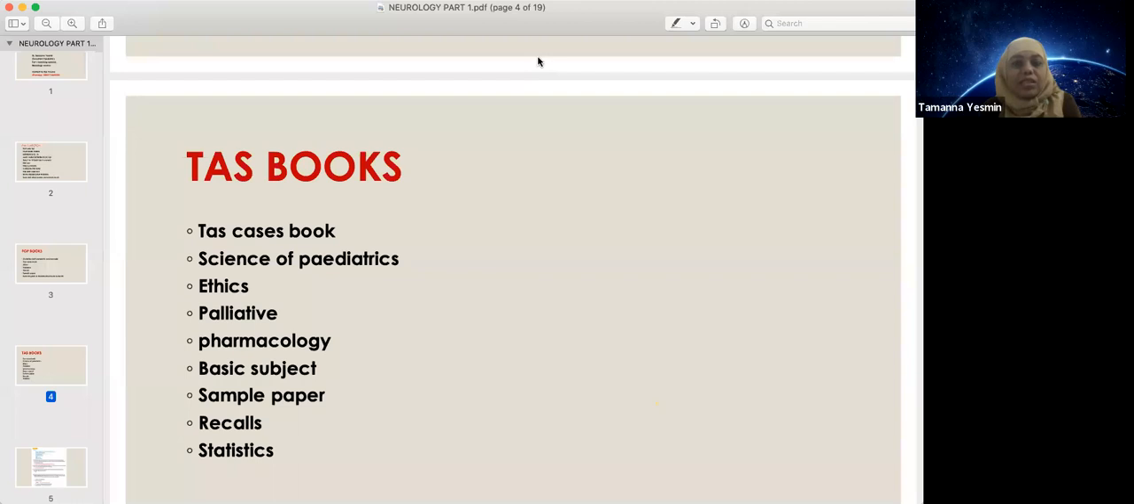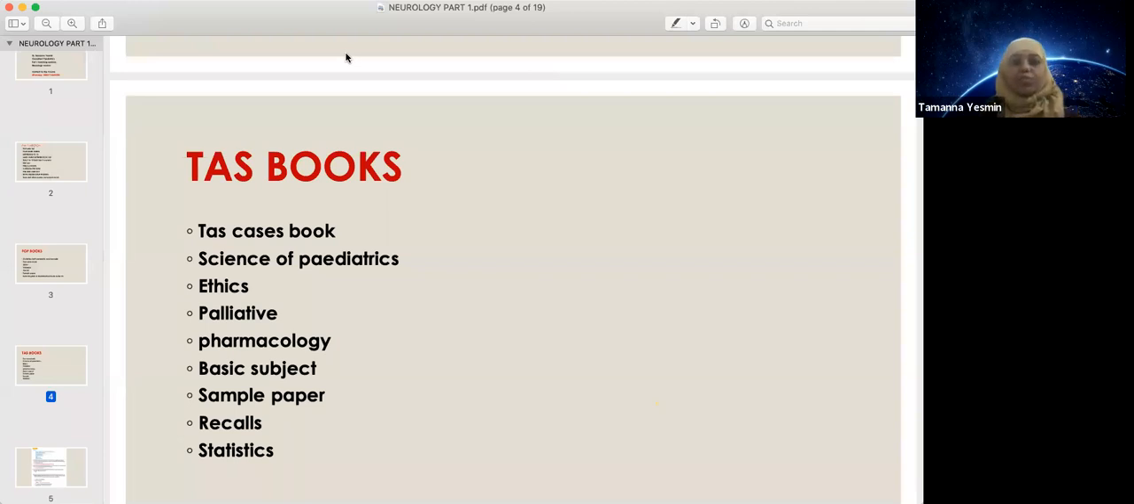You have to revise it 3 times, 4 times. And you have to make some notes for that purpose, and those notes will be helpful when you are going to the exam hall.